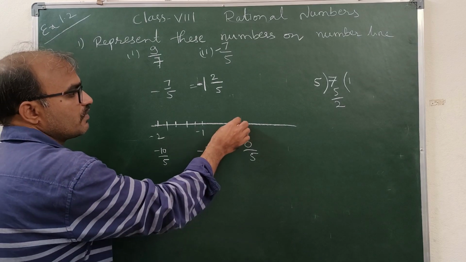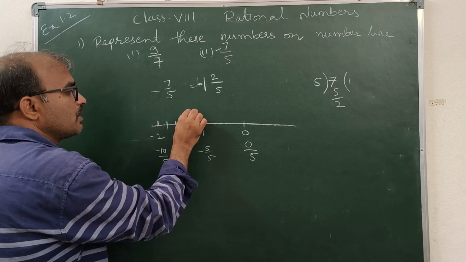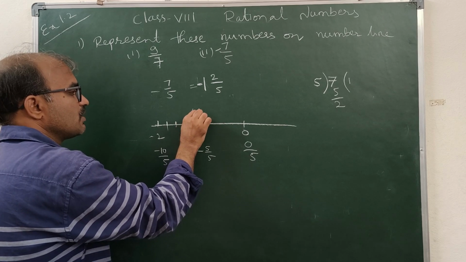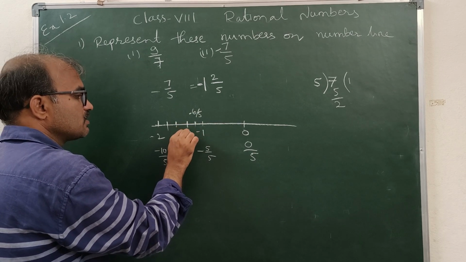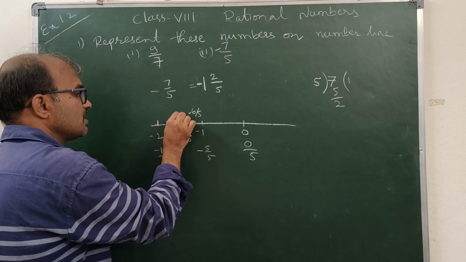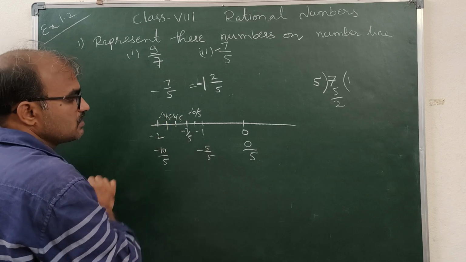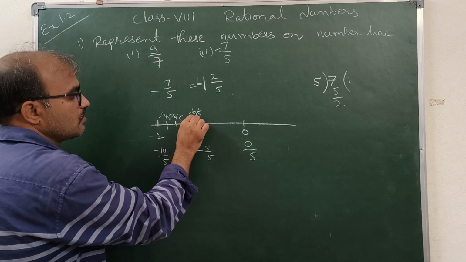Now, if you divide this also, this will be 5 by 5. Next will be minus 6 by 5. Next will be minus 7 by 5. Next will be minus 8 by 5. Next will be minus 9 by 5. This will be minus 10 by 5. Right? So you have to make it.